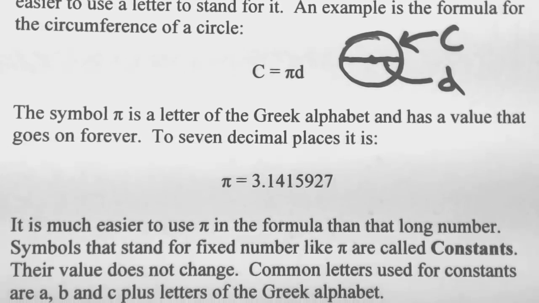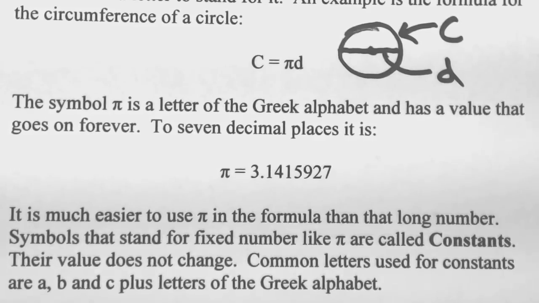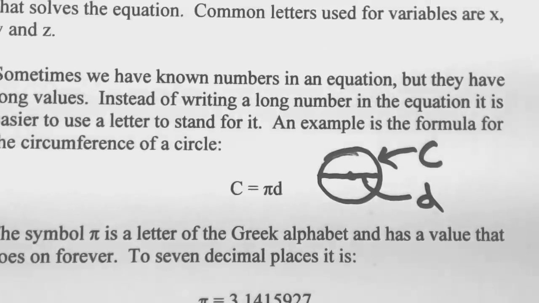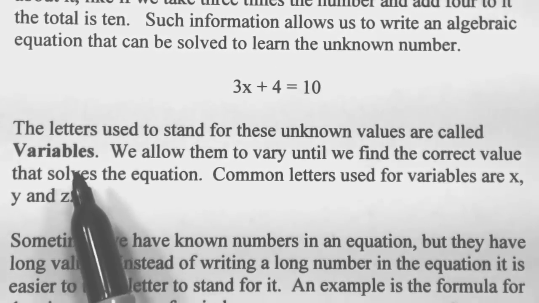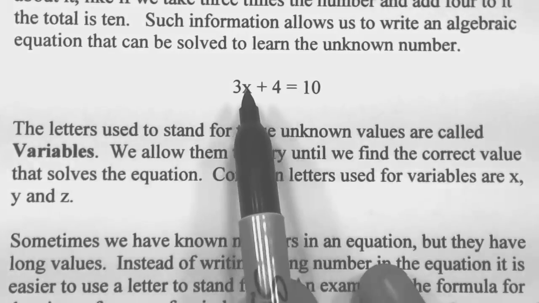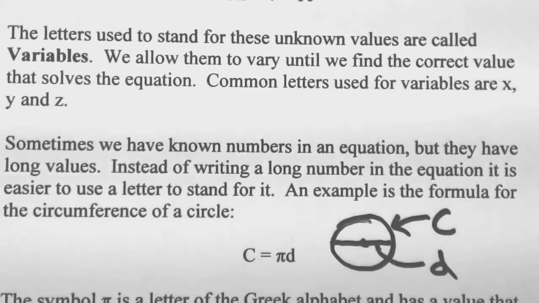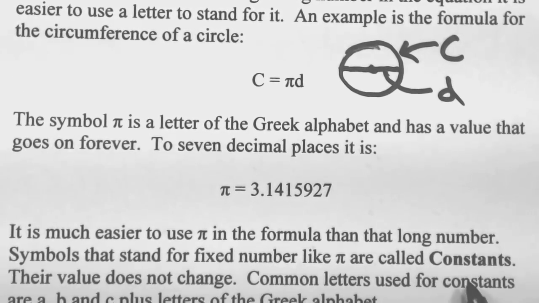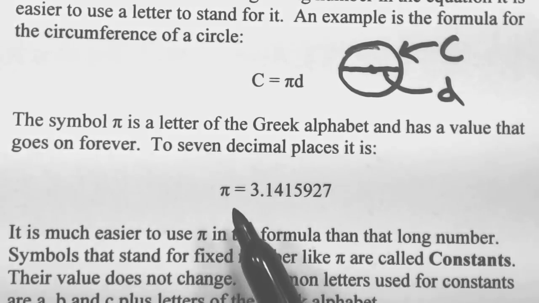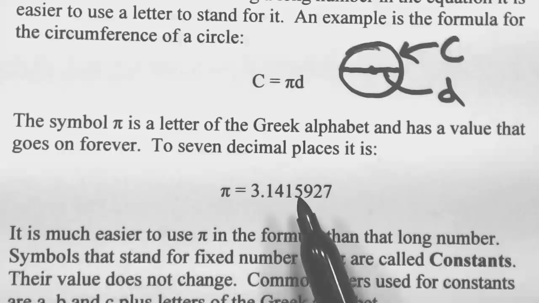Common letters used for constants are letters toward the beginning of the alphabet, A, B, and C, and letters of the Greek alphabet, for instance. So here's the idea once again. What we have are variables which vary, and those are values which we're solving for. And then we have constants, which are plain numbers that do not change, but it's just easier to use them in the equation instead of writing out this long number.